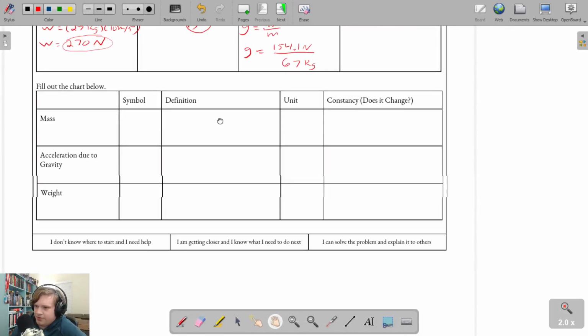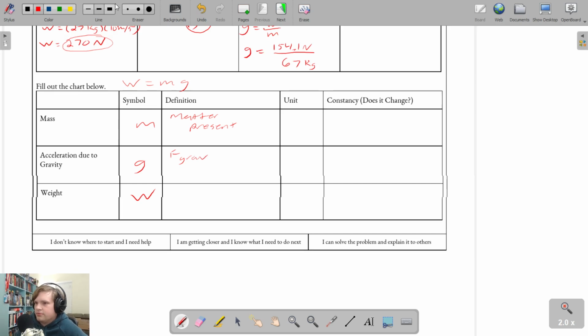All right. Fill in chart below. Well, this might have been helpful earlier, but we'll do it now. Okay, here we go. Weight, gravity, mass. We know this. Weight is equal to mass times gravity. Symbol for mass, M. Symbol for gravity, G. Symbol for weight, W. Now, definition. This is amount of matter. So that's matter present, we'll say. Acceleration due to gravity. That's the force grav.